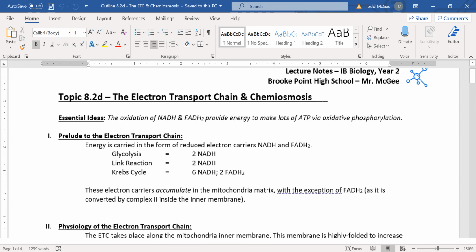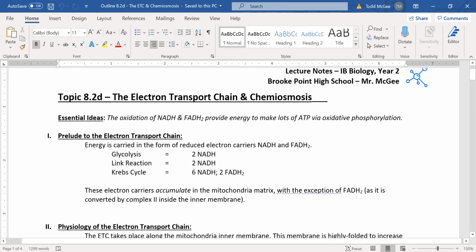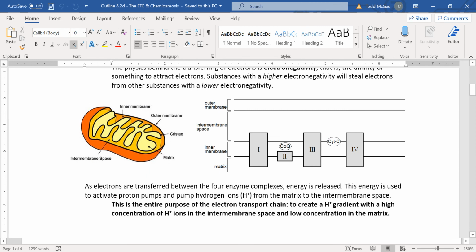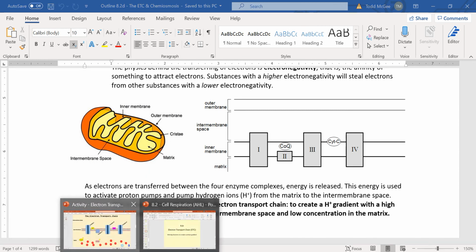Before we get to that point again, just a reminder, in glycolysis we created the 2 NADHs. I forgot to mention 2 were created in the link reaction, and then of course you get 6 NADHs and 2 FADH2s created in the Krebs cycle. Okay? And again, on my notes, make sure you take a look and see the basic layout, and that's what we're going to look at here.